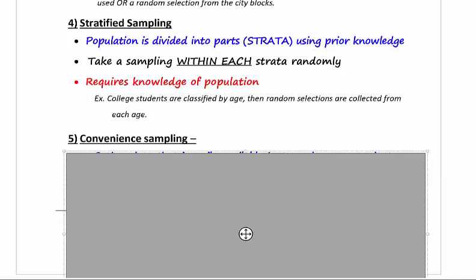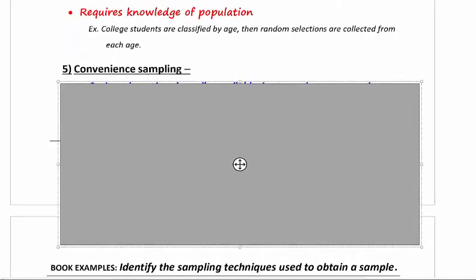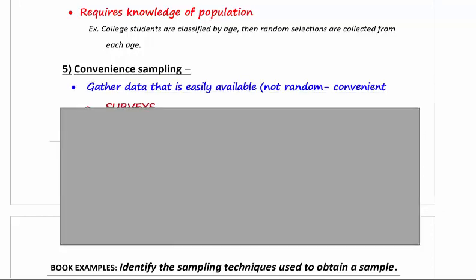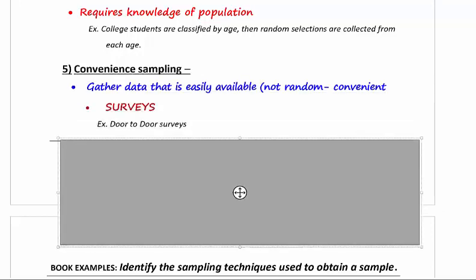Our last sampling is called convenience sampling. This is the most common one used because it's the easiest one to use. You gather the data that's easily available. It's definitely not random. It's very convenient. These are your surveys. If you stop and think about your surveys, we definitely use them. We use them a lot because they're easy to do.